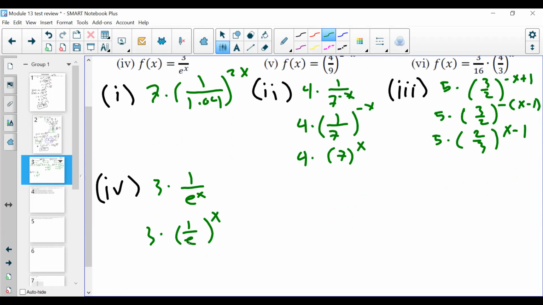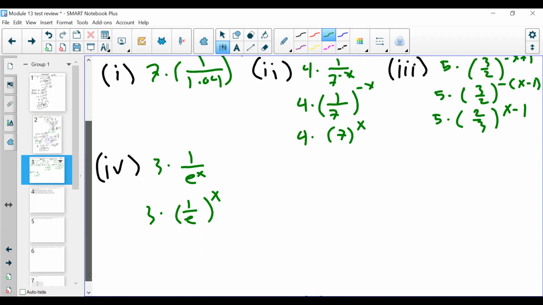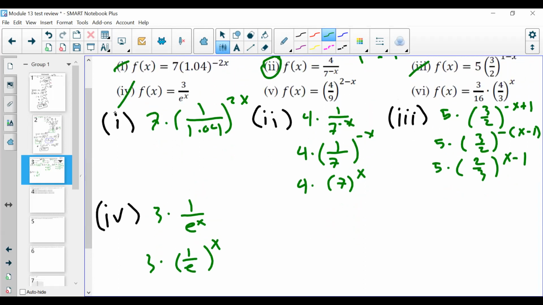So that's going to be an exponential decay, since 1 divided by e, where e is about 2.7, is going to give you a number less than 1. So that's why 4 is an exponential decay. It's not a growth.